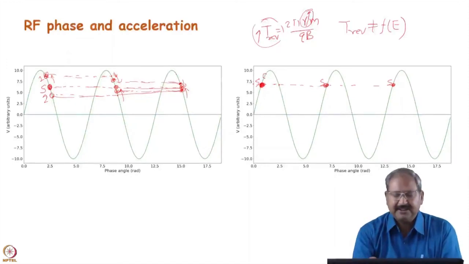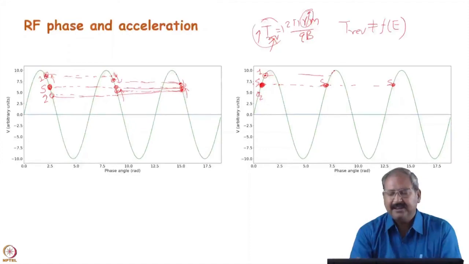Now again take deviated particles 1 and 2. Initially consider they have the same energy. Because this is a higher field, it will take more energy from the field, meaning the energy gain will be higher than the synchronous one. Now a higher energy particle takes longer to revolve, so it will come later here, and on the next turn it will come even later. Similarly, this particle, which has lower energy gain than the synchronous one, will come early, say here, and in the next cycle it will come here. So in this case these particles are going away from the synchronous phase.